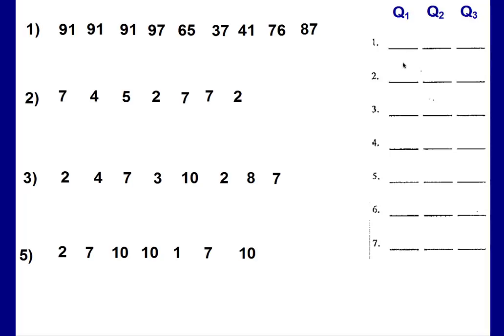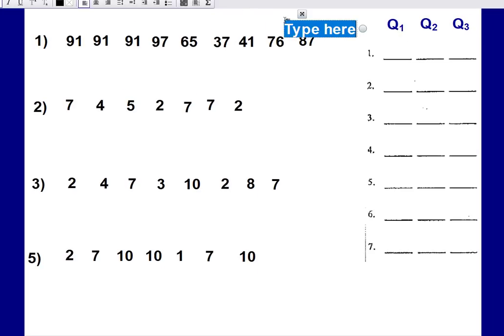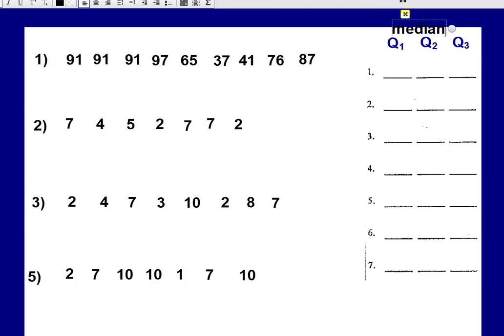That first column, I want you to label Q1. That stands for quartile 1. For the middle column, label it Q2 for quartile 3. I'm sorry, quartile 2. Quartile 2 is also the median. And then the third column is going to be for quartile 3.